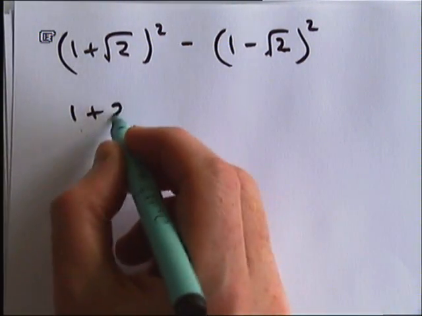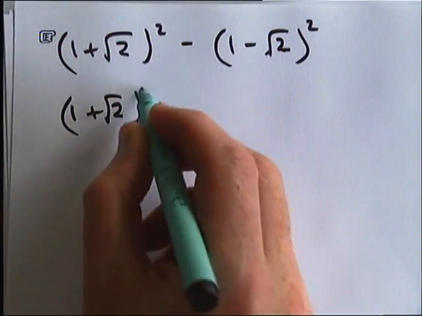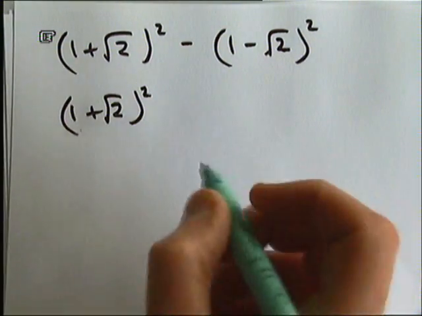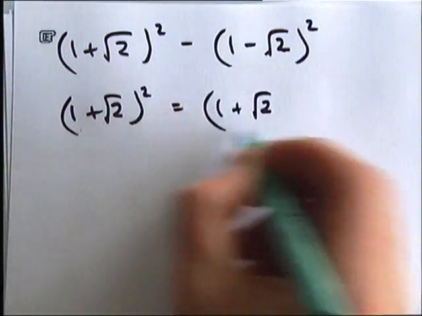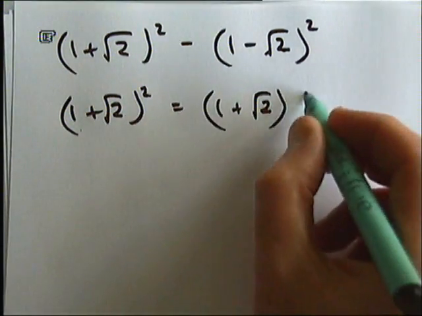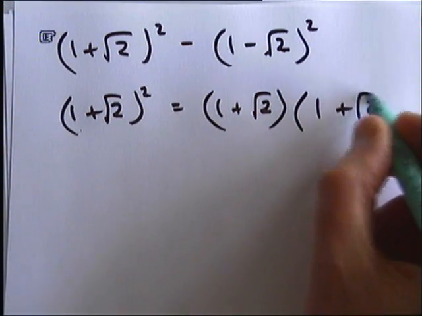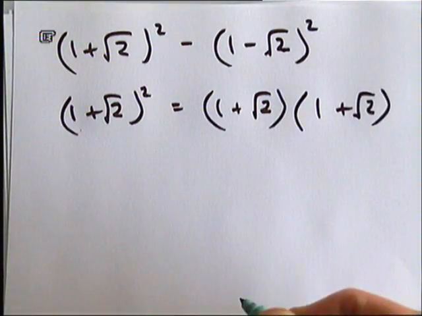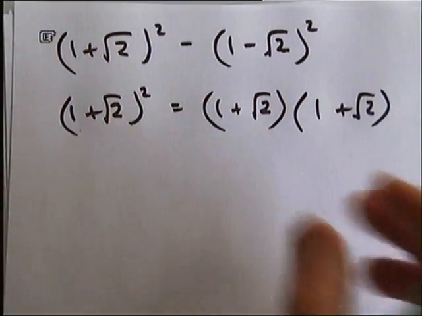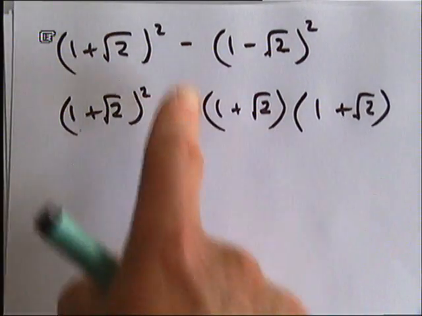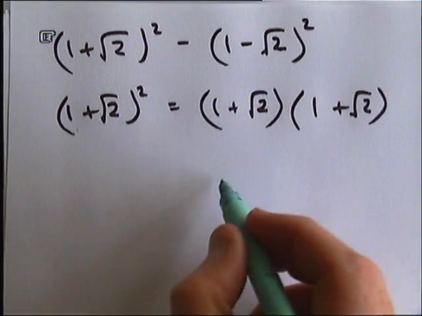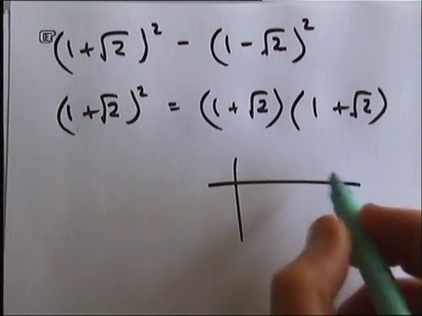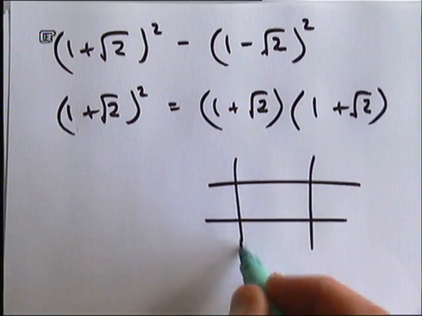So first off I'm going to look at 1 plus root 2 squared, which is the first bracket. If you square something, it means you times it by itself. So that's 1 plus root 2 times by 1 plus root 2. So I'm going to multiply these two brackets together, and then that will give me what this bit up here is. Now there are several ways of multiplying these brackets together. The easiest way is to do the grid method for multiplying.